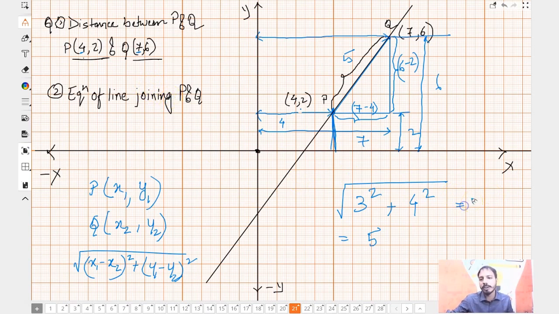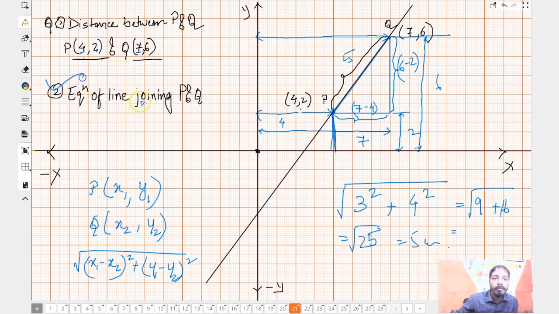So minus 3 whole square is 9, and similarly here y1 is 2 and y2 is 6. So y1 minus y2, that means 2 minus 6, that is minus 4, and minus 4 whole square is 16, right? And square root of this is nothing but square root of 25. So square root of 25 is 5 units, right? Now it doesn't matter if you write x1 minus x2 or x2 minus x1, because the square of anything is the same. So this is the concept.